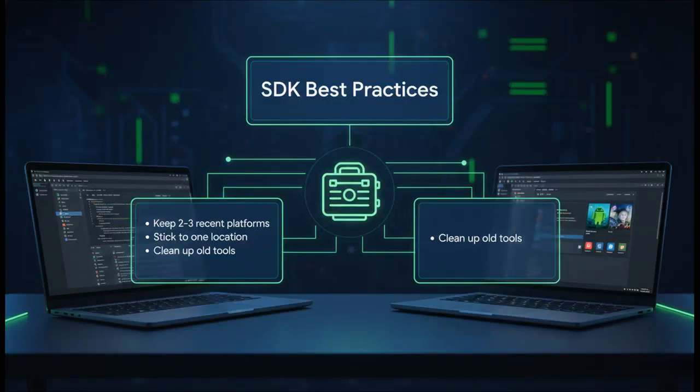Basically, platforms dictate what version you build for, and tools dictate how your code actually gets compiled. The golden rule here? Keep this toolbox clean. Look, a few best practices will save you so many headaches. Keep only the 2 or 3 recent platforms you actually need. This is going to save you a massive amount of disk space. Stick to a single SDK location path so your system doesn't get confused, and periodically clean up your old build tools. Seriously, developers who manage their SDKs well spend way less time dealing with mysterious build errors down the road.